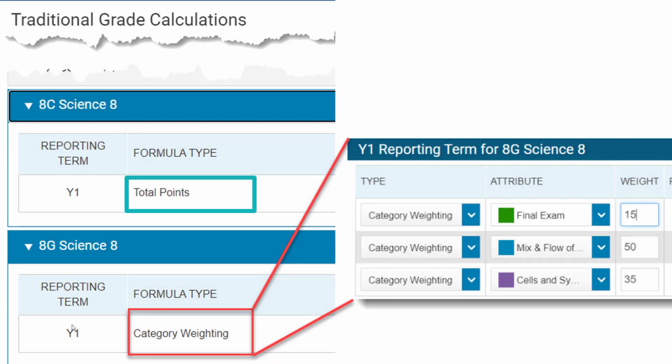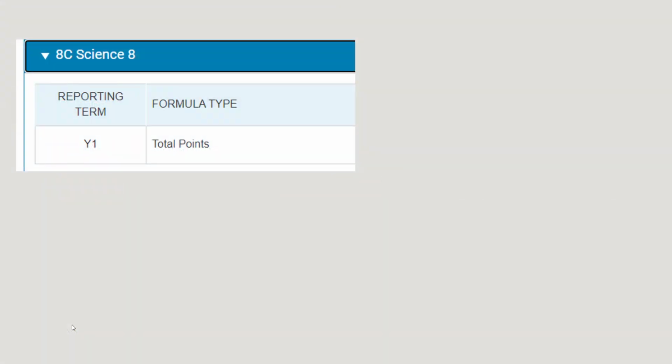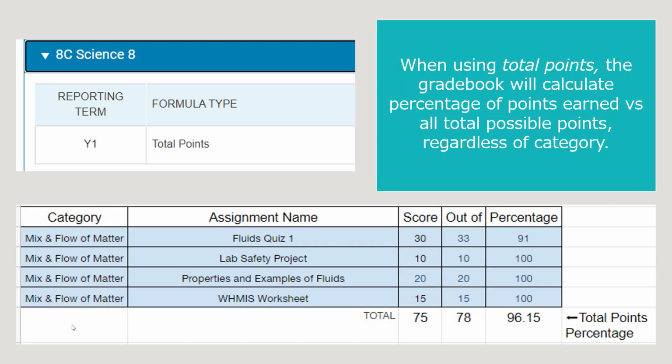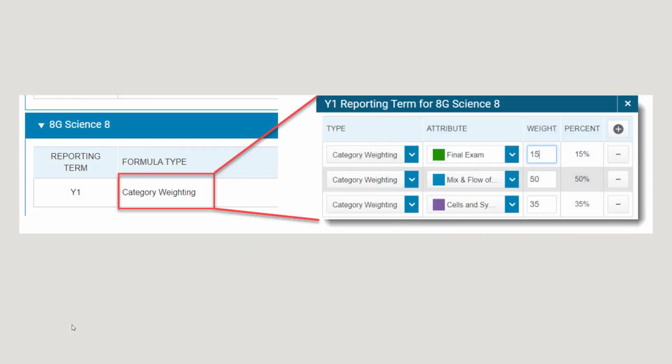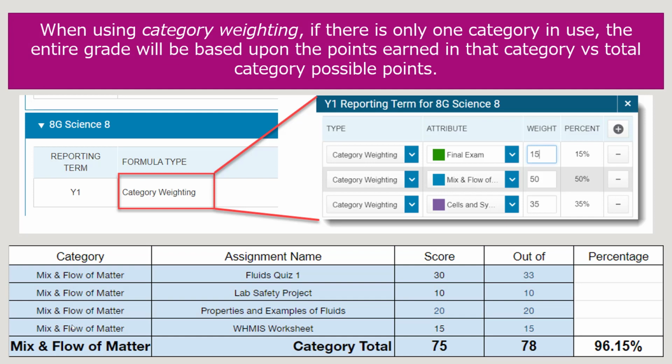weighting. When using total points, the gradebook will calculate a student's final grade by dividing the points the student earned for the class by the number of points possible for the class, regardless of category. The category in this case is for reference only. In our example here, the teacher uses the category to indicate the unit of study. When using category weighting, if there is only one category in use, the same principle applies. The entire grade will be based upon the points earned in that category versus the total category possible points.